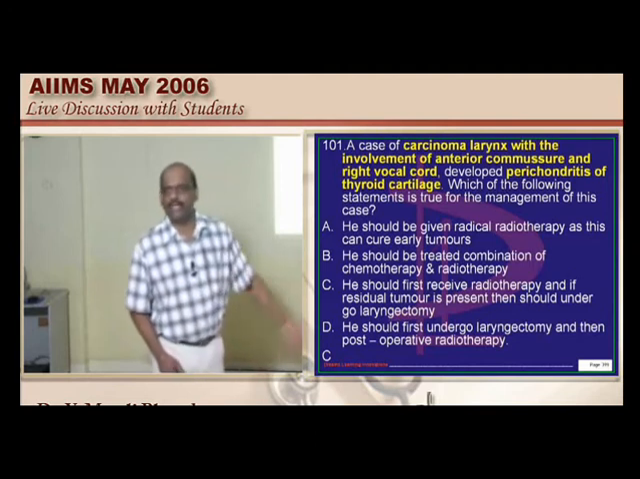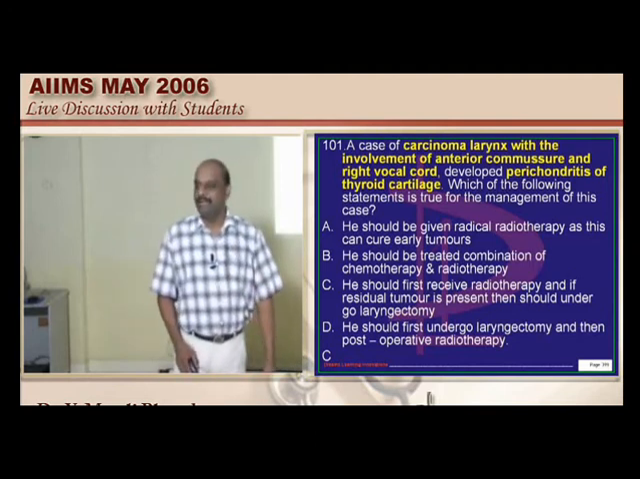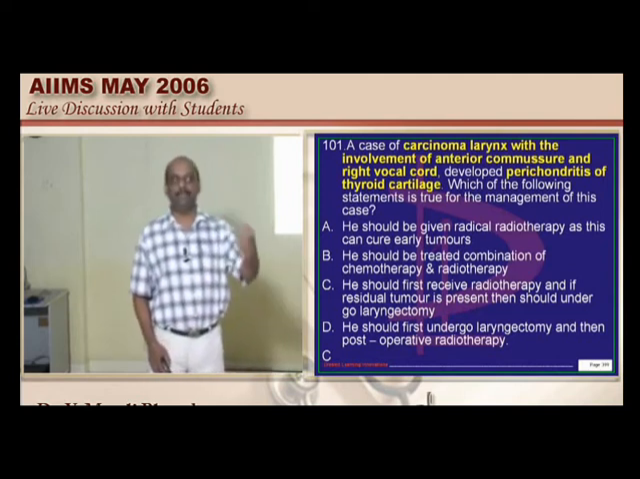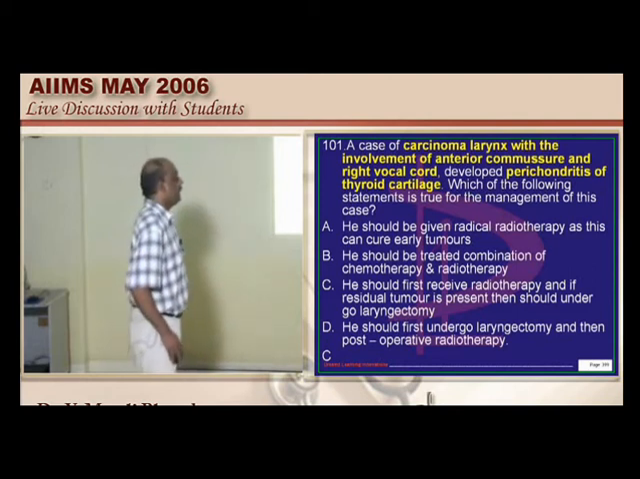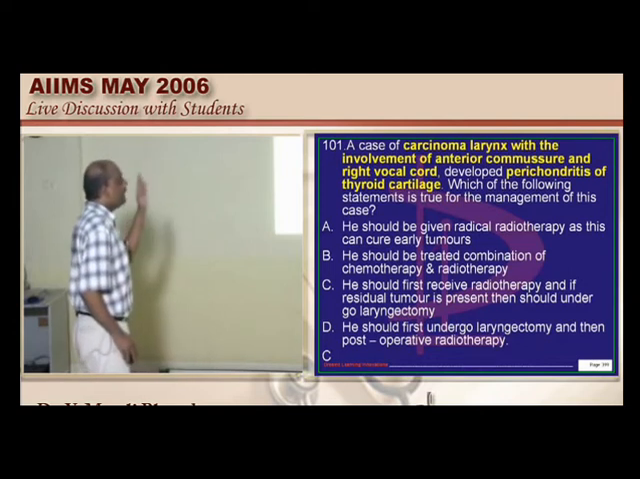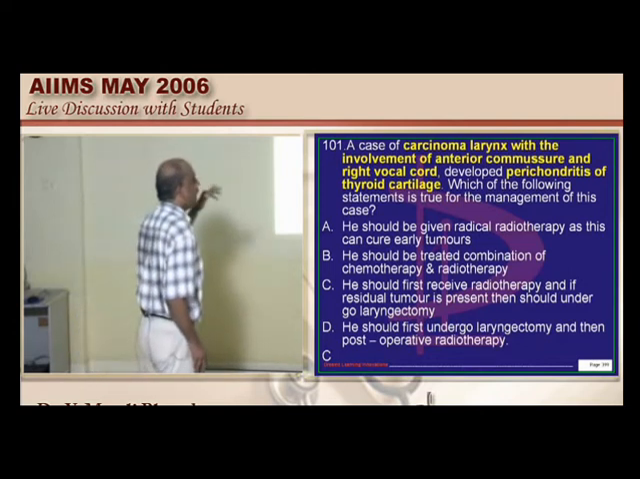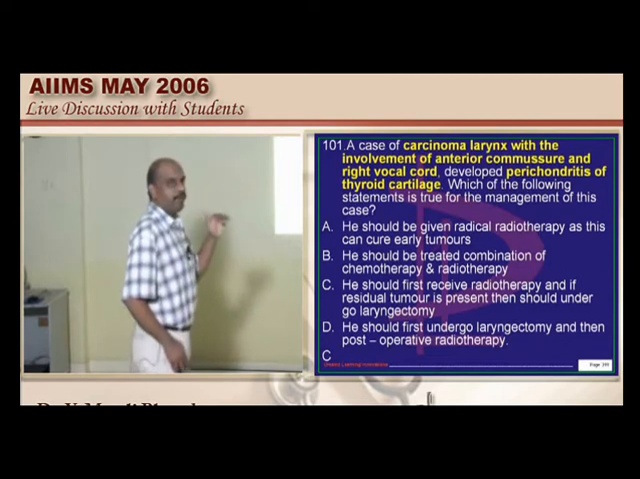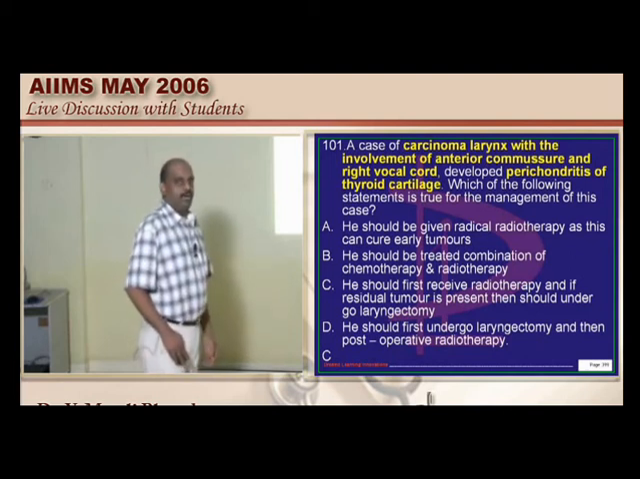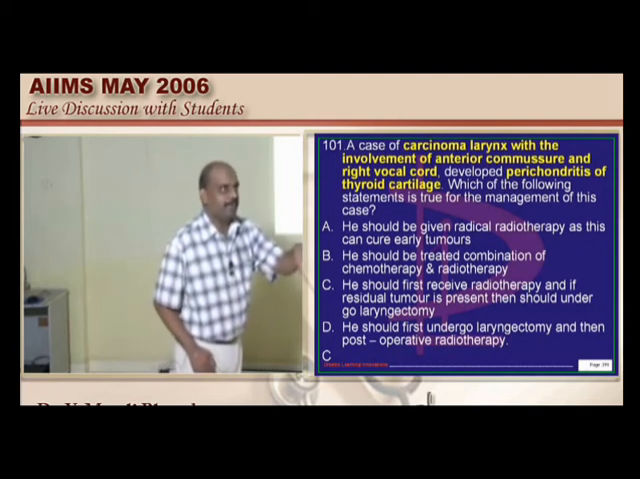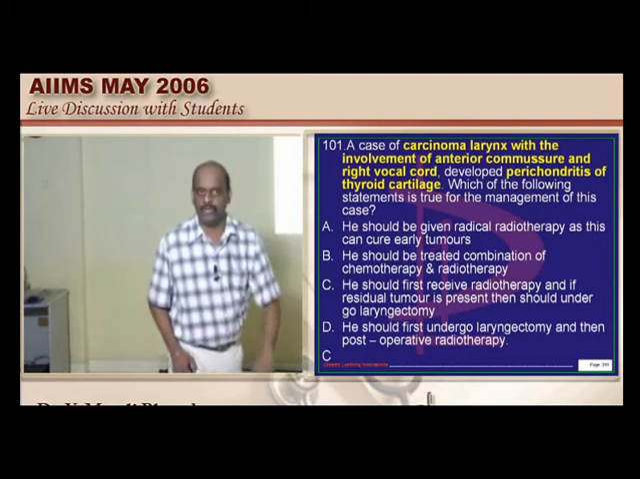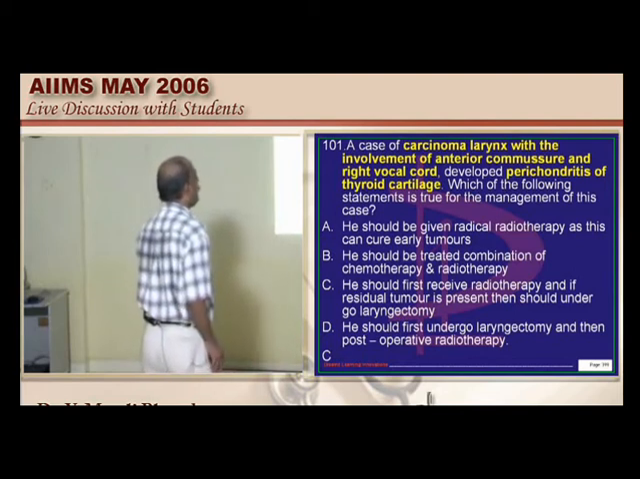This question also is from the routine topic, that is the laryngeal carcinoma, but the examiner has twisted it and checks whether you are really scientific before they give you an opportunity to join the nation's most prestigious college. So carcinoma larynx, with the involvement of the anterior commissure and the right vocal cord, with the development of perichondritis and thyroid cartilage involvement, what is the stage of the laryngeal carcinoma? If you are able to make it out, then you can decide whether radiotherapy, surgery, what I want to do, adjuvant or mainline.